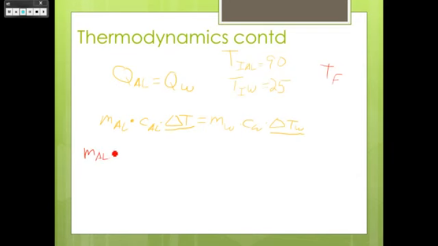So mass of the aluminum times the specific heat capacity of the aluminum times, we've got the aluminum initial, so temperature initial for the aluminum, minus the final temperature, because that's going to give me a number that is positive. My aluminum is going to go down in temperature, so that's going to give me a change in temperature in this area here.